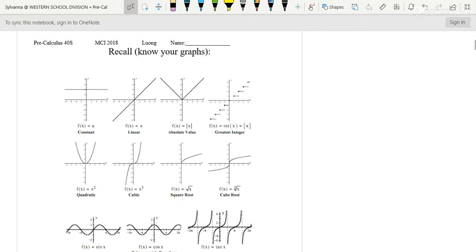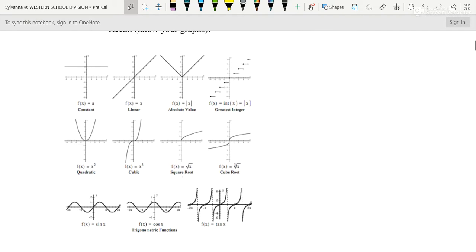We start the transformations unit today. And yes, it's more graphing. And here is a summary of all the graphs that you should hopefully see before or know about.